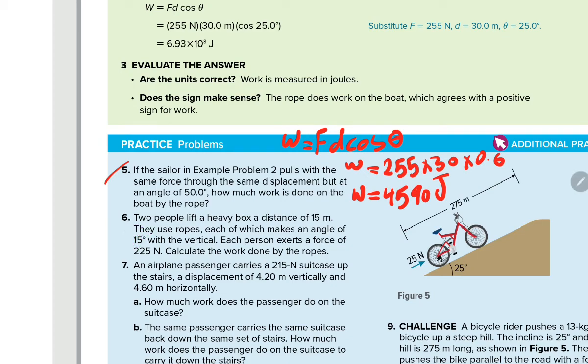Now about question number 6. Question number 6 is exactly the same as question number 5. So here we have the distance, and also we have the angle and the force. So we will do exactly the same as for question number 5 or the example problem. We will write the law, which is W equal to F d cosine theta, and after that write the numbers and find the result, which is W, the work. So we will go to another question.